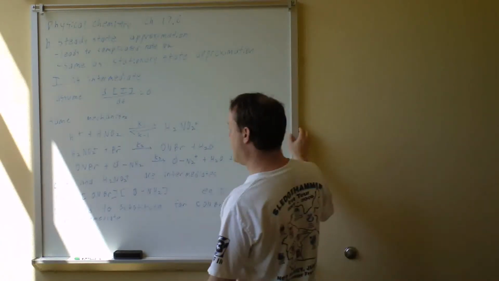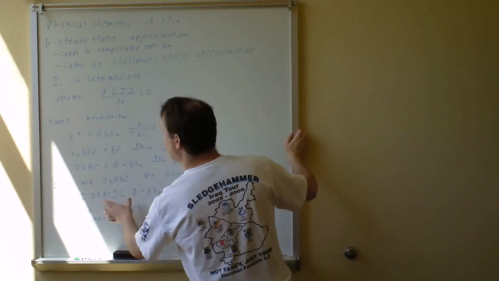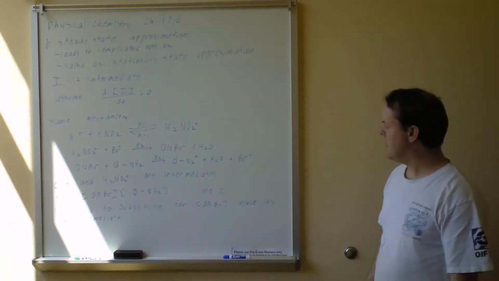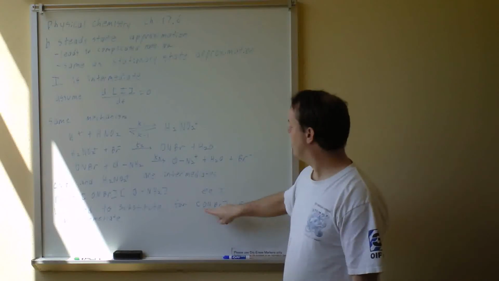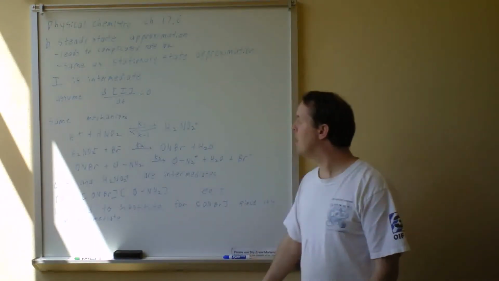You see, the problem we have here is we have a rate law with an intermediate in it, and we can't have a rate law with an intermediate. So we need to figure out how we're going to substitute for this concentration of ONBr so we don't have an intermediate in our rate law.